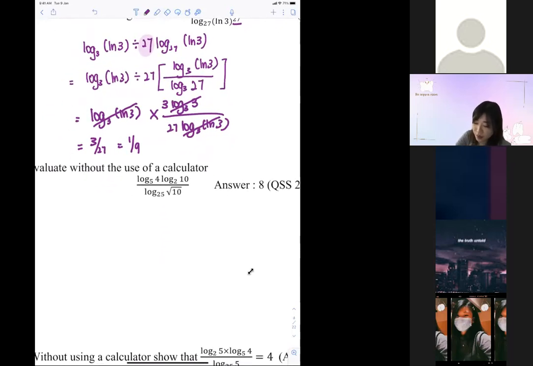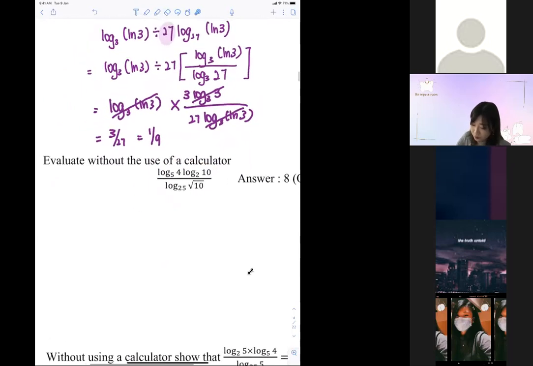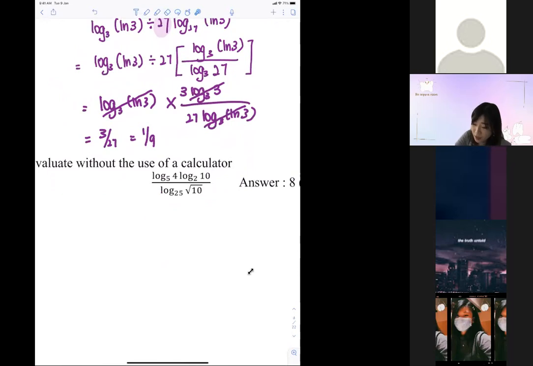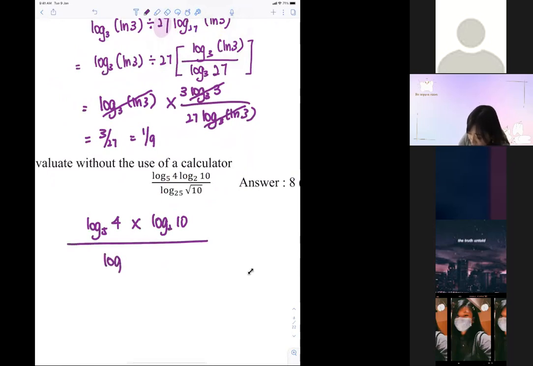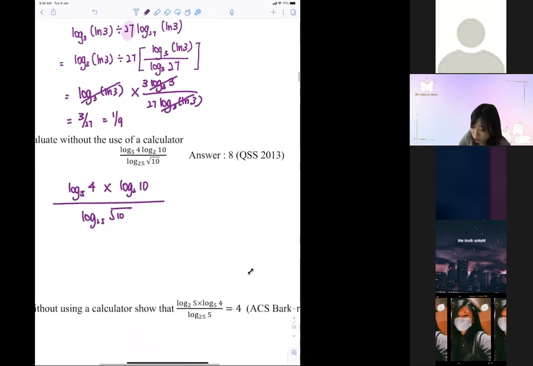I'll let you guys try one time. Can you try this question? Question 4. Okay, every time when you see log and log together, it means times. So when you simplify, it looks like that. Log 5, 4 times log 2, 10 over log 25 square root 10. So every time when it's confusing, the longest line you change to divide. Okay, then it's easier for you to do.